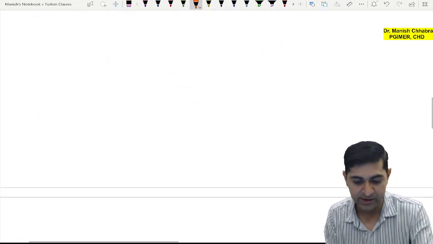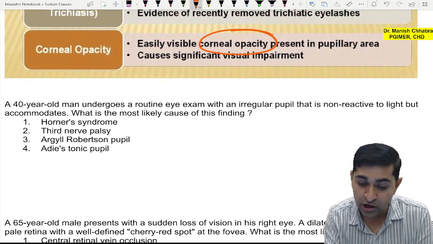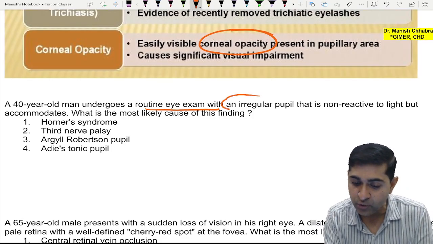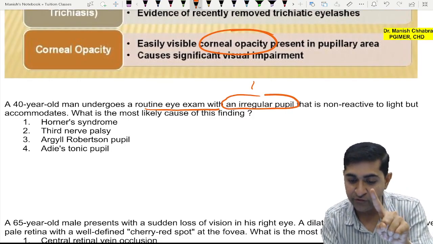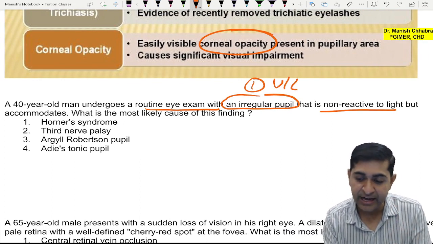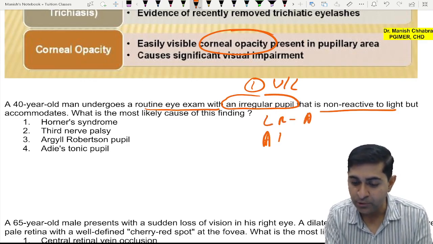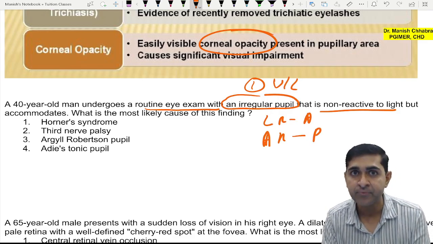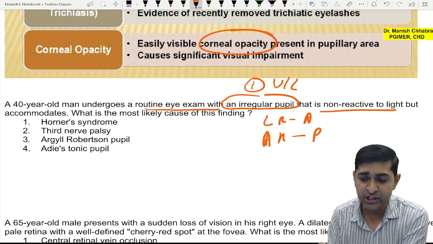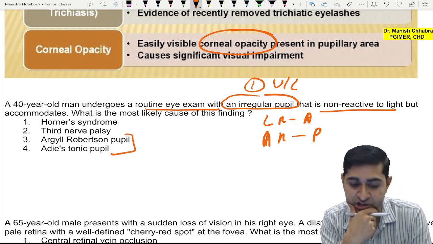Done? Okay. Now moving ahead. A 40-year-old man undergoes a routine eye exam with an irregular pupil, and they are talking of a unilateral pupil which is non-reactive to light but accommodates well. So light reflex is absent while accommodation reflex is present. Now in which condition may this happen? It may happen in Argyll-Robertson pupil and Adie's tonic pupil.